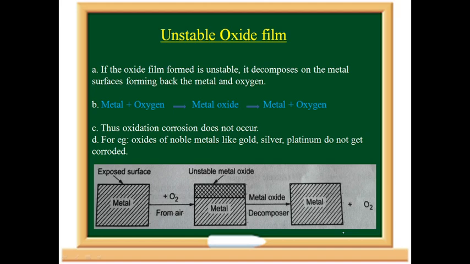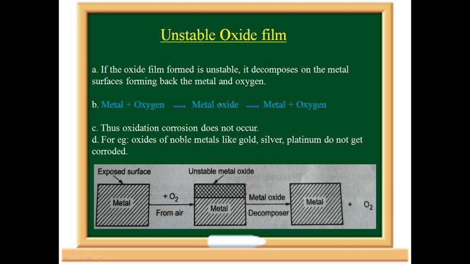The second type of oxide film is unstable oxide film. From the name itself you know, unstable means there is no stability. No stability means the oxide film is formed but then it gets decomposed back to metal and oxygen. You can see the point number B where I have shown you metal. When it comes across oxygen, it forms metal oxide.